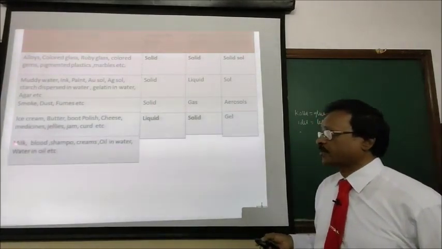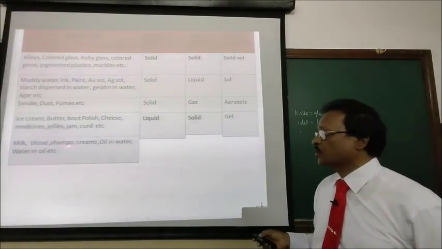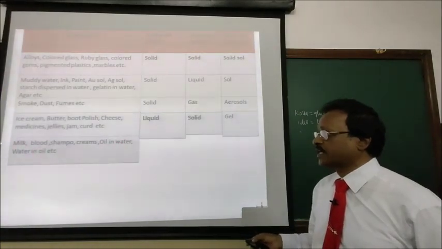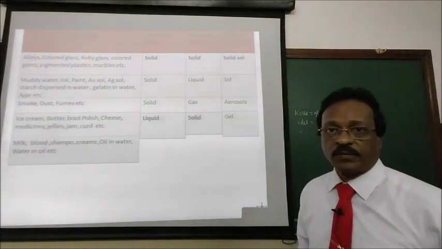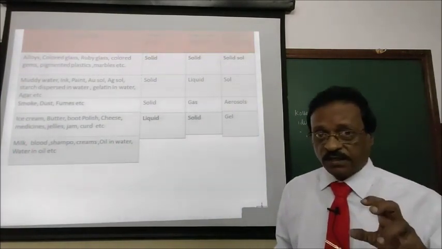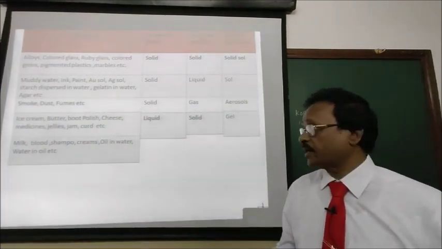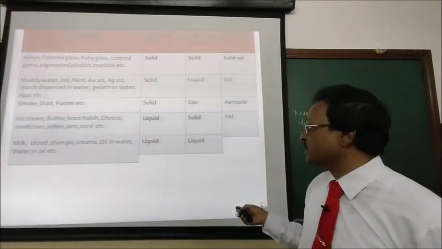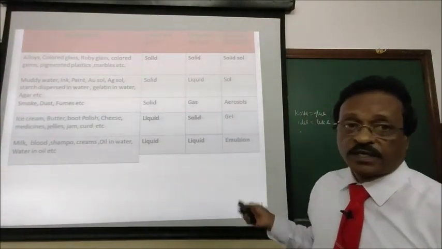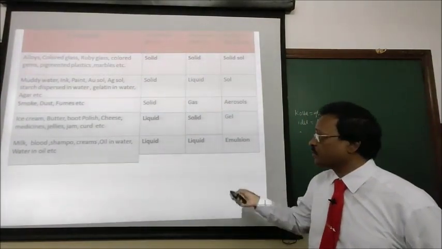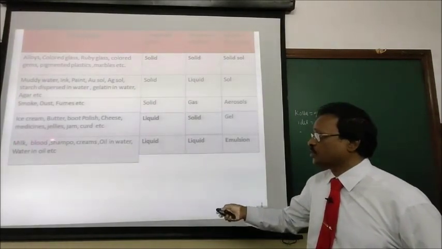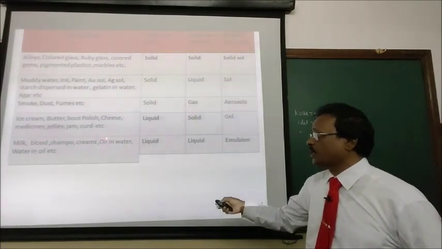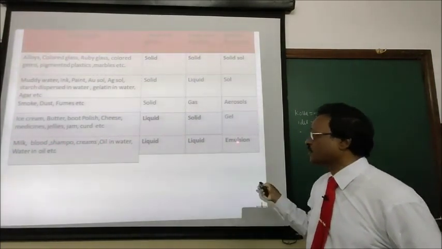So milk, I give as an example. Milk, blood, shampoos, cream, oil put into water, or water put into oil. I take milk as an example. What does milk consist of? Milk consists of liquid fat particles dispersed in liquid. Liquid dispersed in liquid is called an emulsion. Emulsion is the name of the system given. For liquid in liquid, like milk, blood, even blood is an emulsion, shampoo, cream, you can put oil into water or water into oil. Liquid in liquid is called an emulsion.